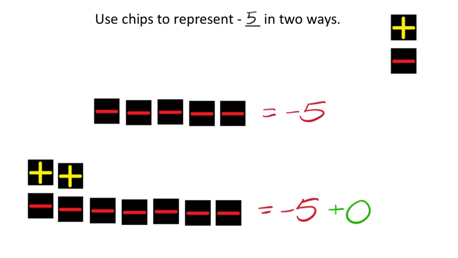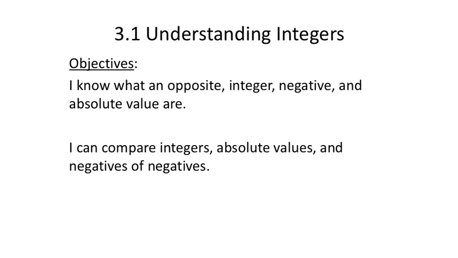They may start with these 7 negatives here at the bottom, and they'll say make -5. If I needed to make -5, then I'd have to add these two positives in myself, something like that. Well, that is 3.1 for us, understanding integers. 3.2 will be adding integers, so actually combining the values, and we'll go over that.